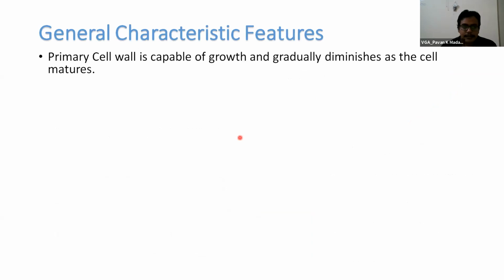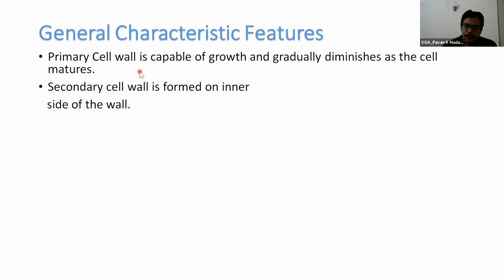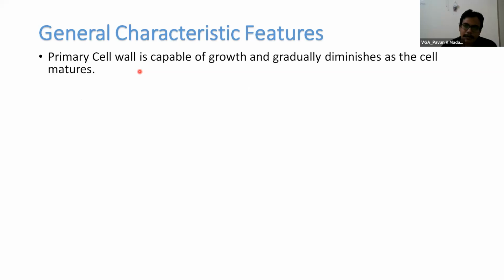Okay, so now let us talk about some general characteristic features of this cell wall. Okay, so this particularly primary cell wall is capable of growing initially. So initial stages lo ee primary cell wall anedi baga divide ayi grow avutundi, and later on it will start diminishing and mature. Okay, అంటే లేటర్ ఆన్ ద సెల్ సైకిల్ కెపాసిటీస్ అంటే సెల్ డివిజన్ కెపాసిటీ అనేది తగ్గిపోతుంది, అండ్ ఒకనొక స్టేజ్ లో అది కంప్లీట్ గా సెల్ డివిజన్ అనేది ఉండదు వాటిలో.